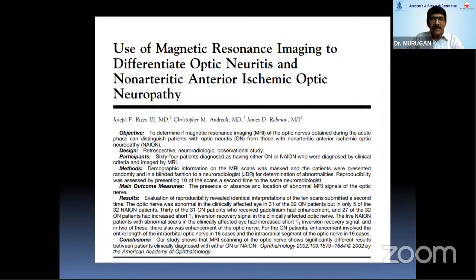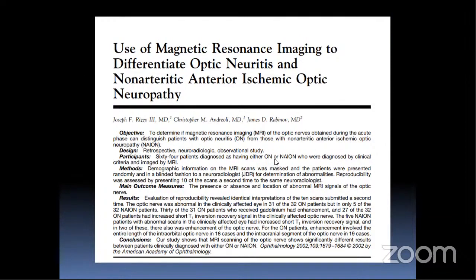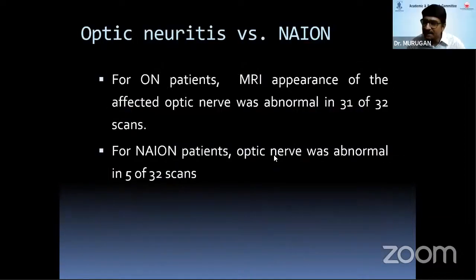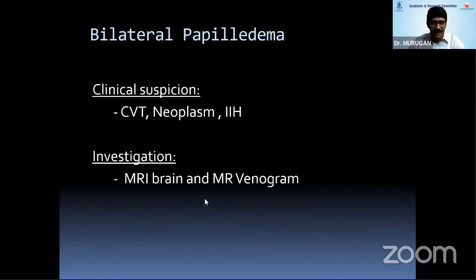Now, the other common mimic can be non-arteritic anterior ischemic optic neuropathy. And again, this study has compared the role of imaging. So this study has clearly shown that MRI is positive in optic neuritis in 31 out of 32 patients, whereas in patients with non-arteritic ischemia, only 5 patients show that. That means more or less, if MRI is normal, we can kind of exclude, not always, but kind of exclude ischemic optic neuropathy, because it's very difficult to pick up ischemic optic neuropathy in MRI.